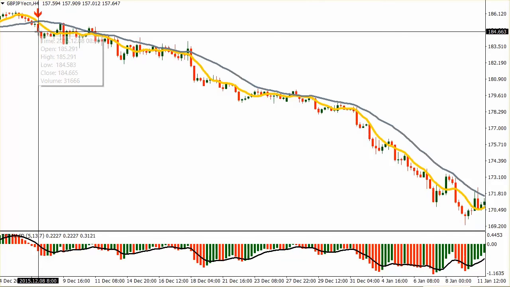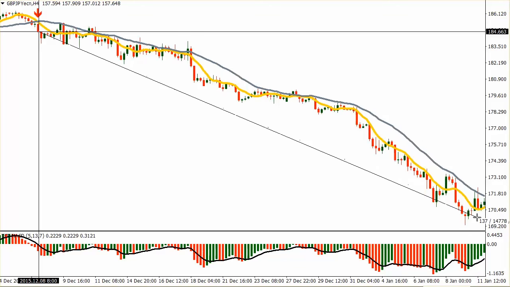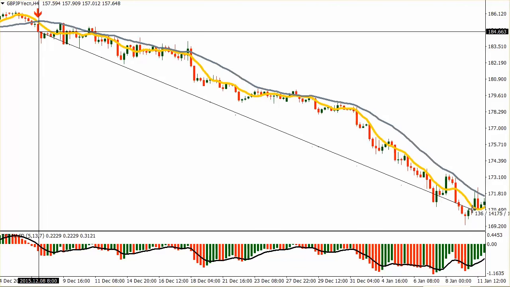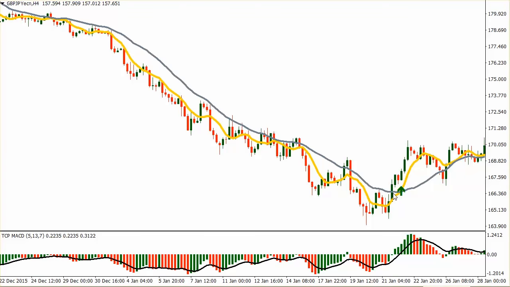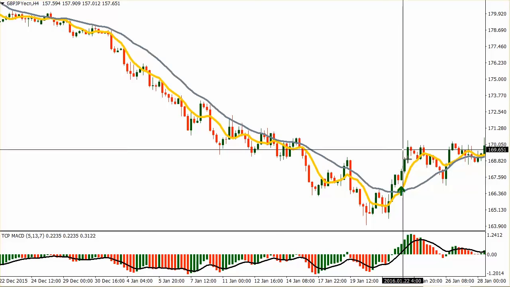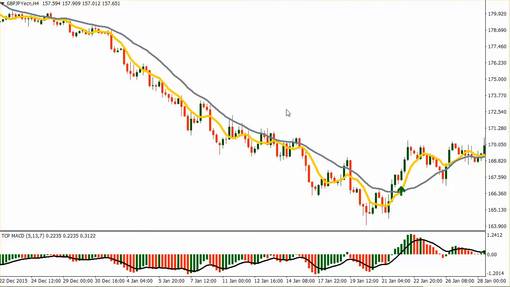Again, we're on the 4 hour here, so if you're after more action, this one actually doesn't even fit in the screen. So what are we? 184.60, and the crossover point is around here, 166. Wow, it's like 1200 pips, something like that.